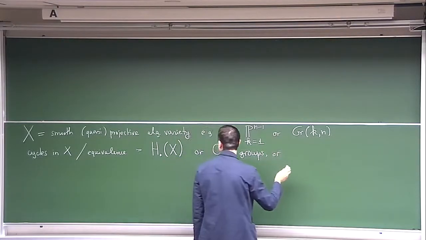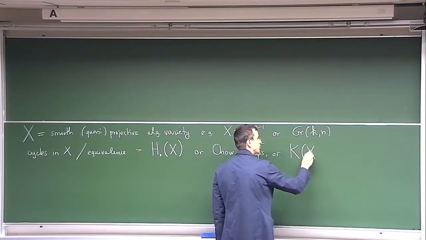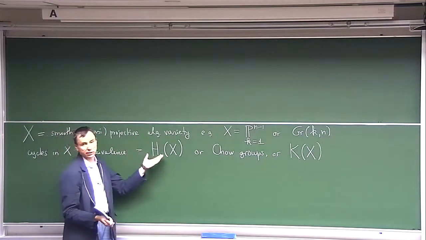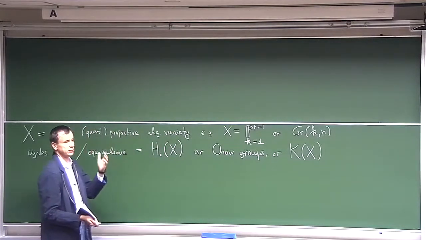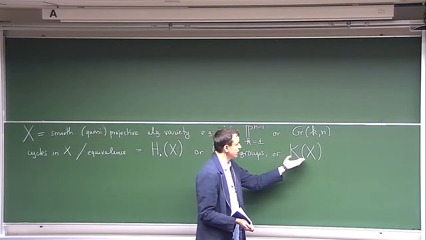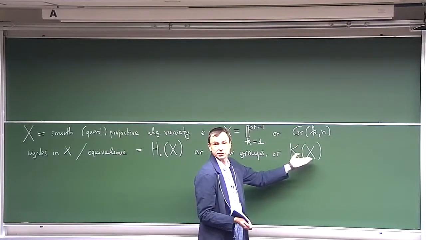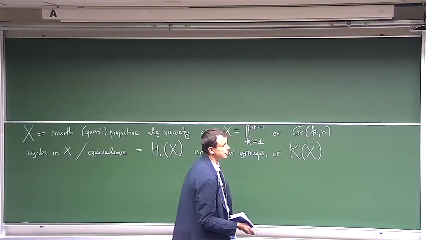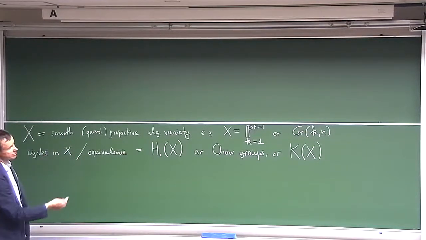Or, the setting I like the best is really the K theory group. It means if you have a closed subvariety in X, then the functions on that variety, meaning you take all functions modulo those that vanish, form a sheaf of modules under function multiplication. This defines an element here. So this is maybe the setting I like the best. So you can consider various spaces like that.